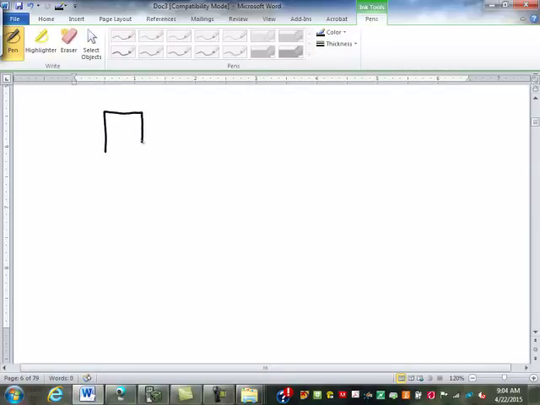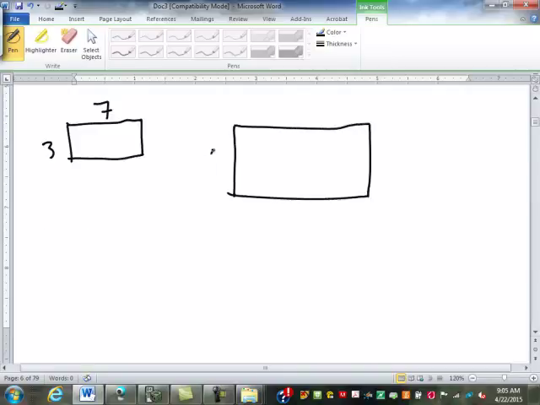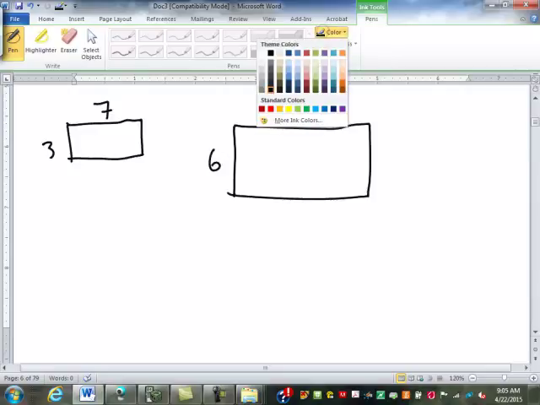So if I have, let's do this, I'm going to do a rectangle. Let's say I have a 3 by 7 rectangle. I'm going to enlarge it to be 6 by 14. What's the ratio of sides? The ratio of lengths here.